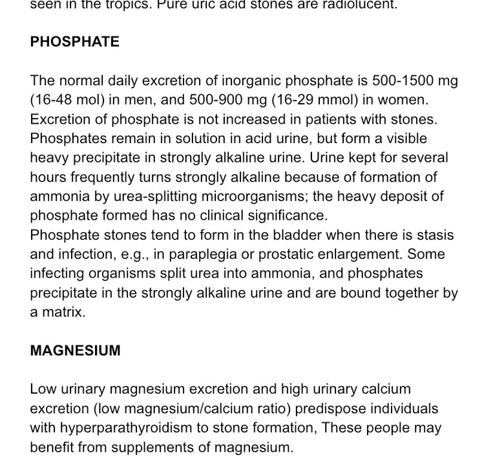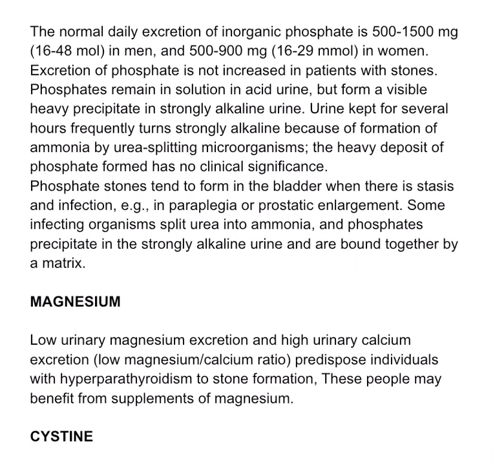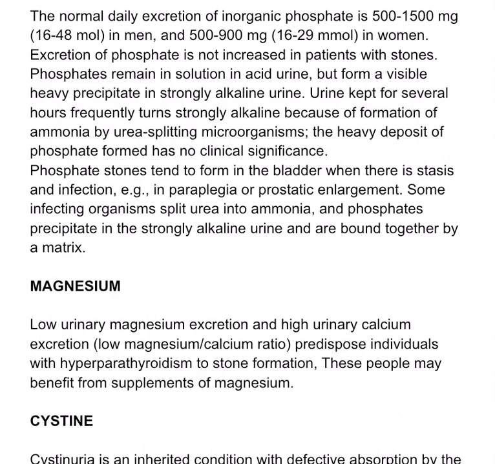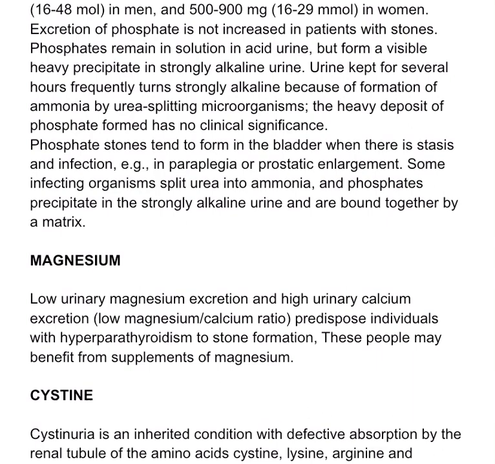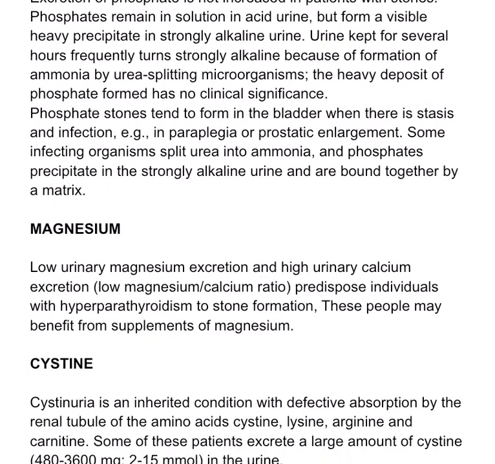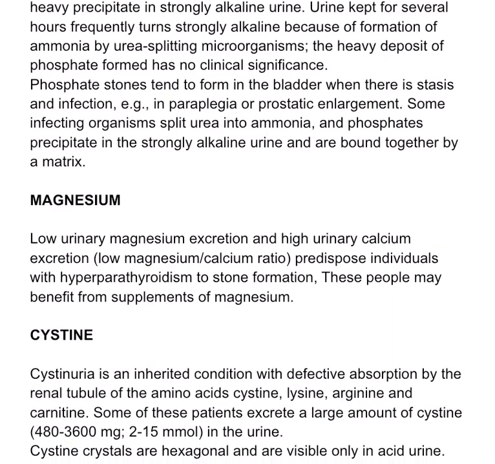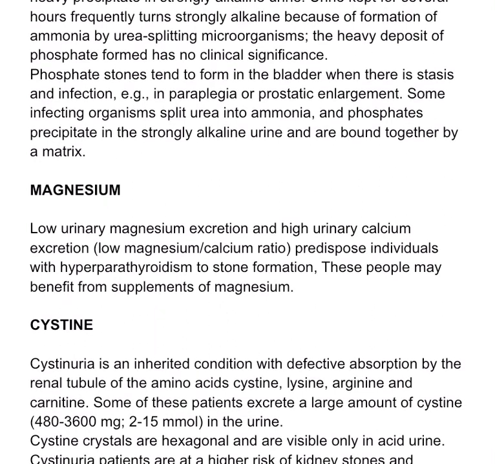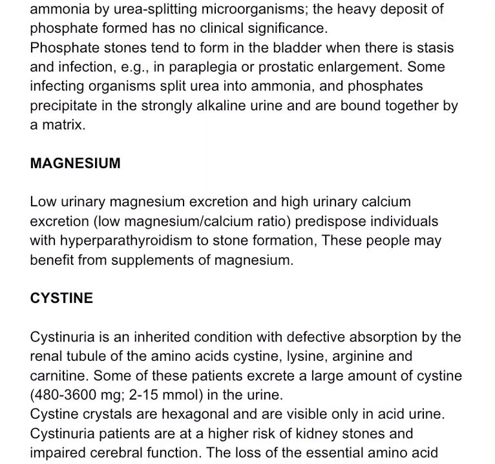Phosphate. The normal daily excretion of inorganic phosphate is 500 to 1500 mg, 16 to 48 mmol, in men, and 500 to 900 mg, 16 to 29 mmol, in women. Excretion of phosphate is not increased in patients with stones. Phosphates remain in solution in acid urine, but form a visible heavy precipitate in strongly alkaline urine. Urine kept for several hours frequently turns strongly alkaline because of formation of ammonia by urea-splitting microorganisms. The heavy deposit of phosphate formed has no clinical significance.